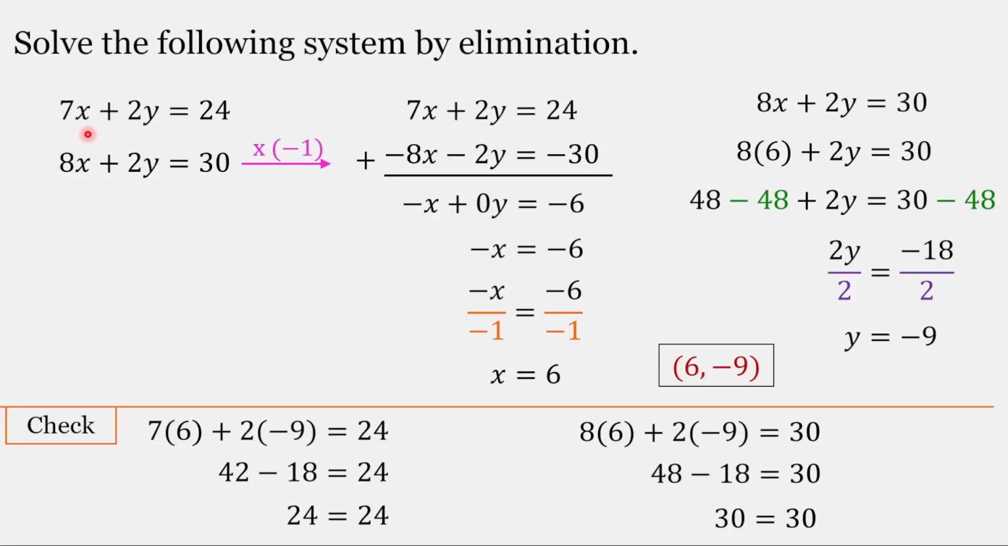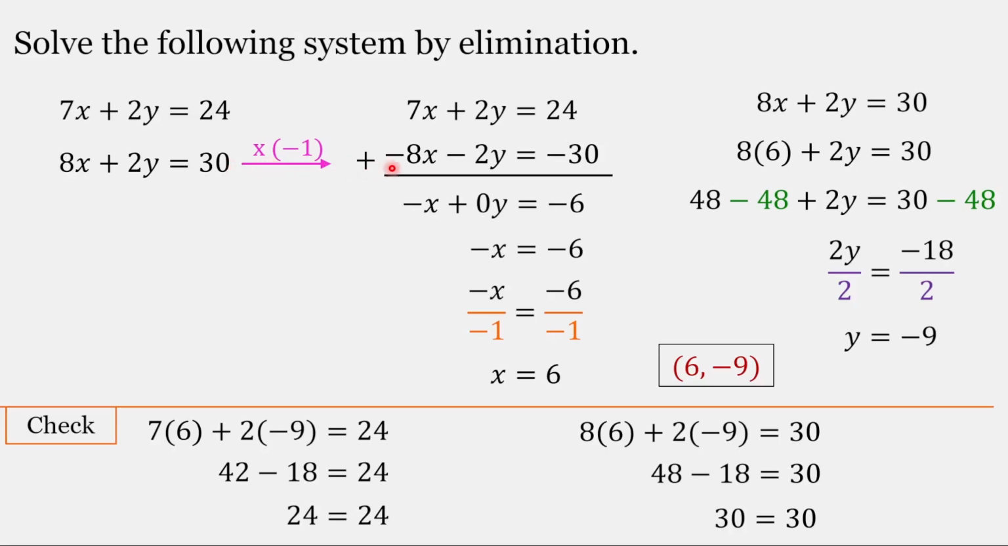So for this first equation, we have 7x plus 2y equal to 24 and 8x plus 2y equal to 30. So we have a positive 2y in both equations. So if we multiply either of these equations by negative 1, we'll be able to eliminate the y variable. I went ahead and multiplied the second equation by negative 1. And again, this is how I write what I'm doing. This indicates I'm multiplying the equation by negative 1. But this is just how I write it. You can kind of come up with your own system to show what you're doing.